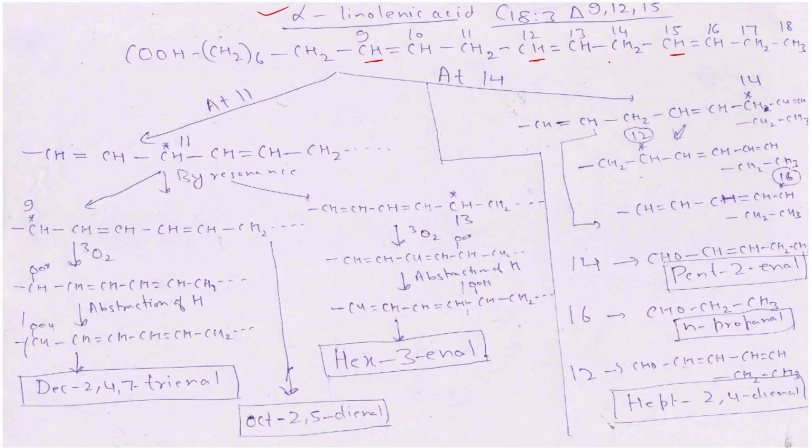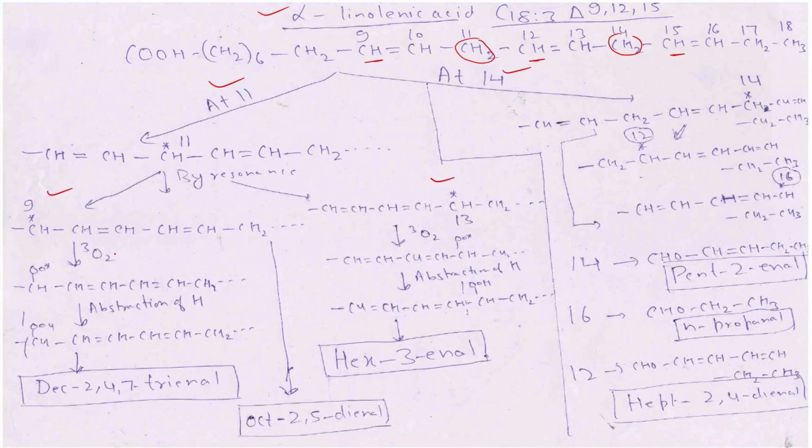Now again, as I told, if two or more than two double bonds are there, then the point of attack will be the methylene group between the double bonds. So here the point of attack will be either 11 or 14, because these two are in between the double bonds. If the point of attack is 11, then by resonance it will give rise to 9 and 13.